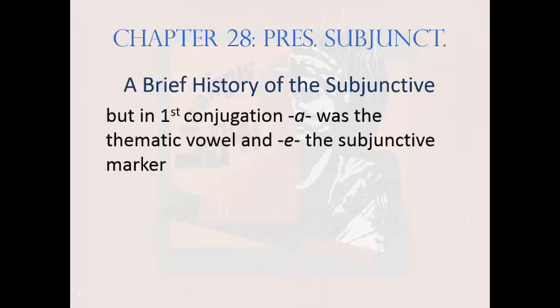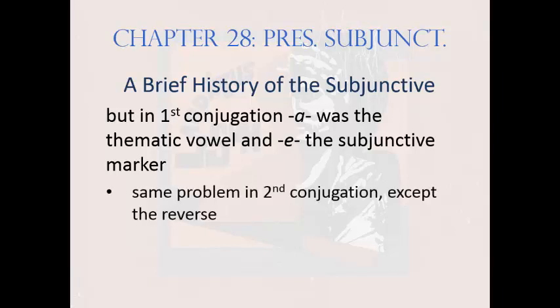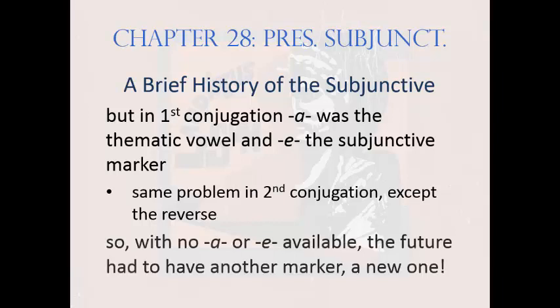But in first conjugation, where A is already being used as a thematic vowel, so the subjunctive marker has to be E, the only other wildly chromatic choice, what do? Same holds true for second conjugation, except here it's the E, not A, thematic vowel that causes the problem. So, in first and second, there's no choice but to create a whole new form for the future. And you know the answer.